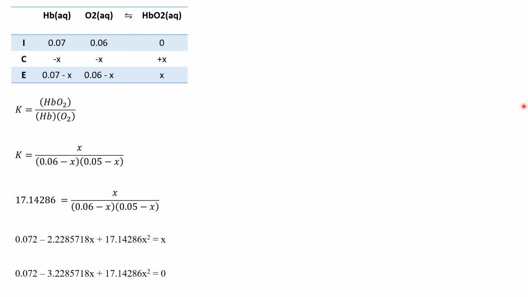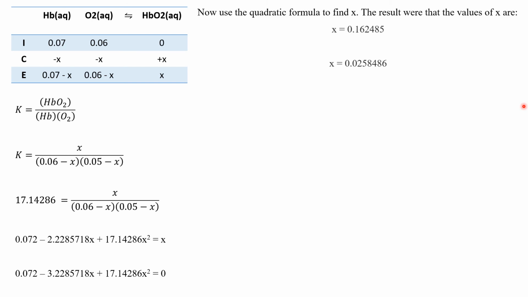All right. Now we find that our two X values are equal to 0.16 and 0.0258. Now we have to ask ourselves, both of these are positive, so which one should we use? Well, 0.16 is larger than both of our initial concentrations of hemoglobin and oxygen. So we know that 0.0258 must be our value for X.